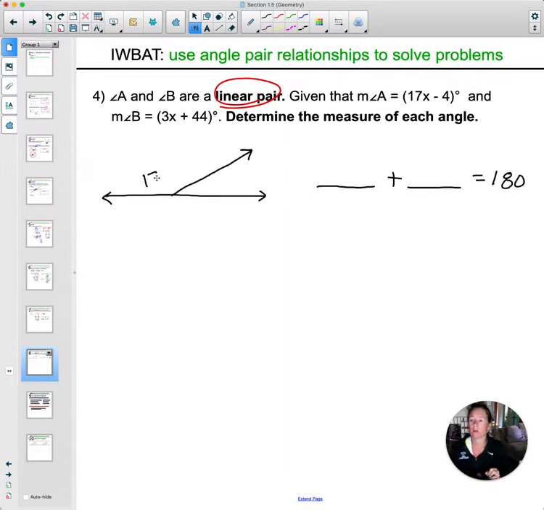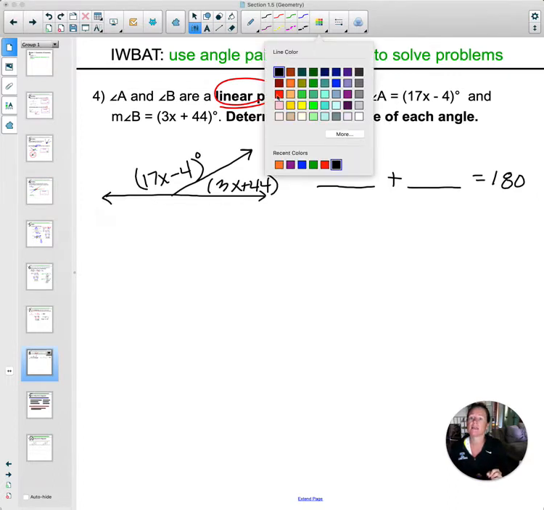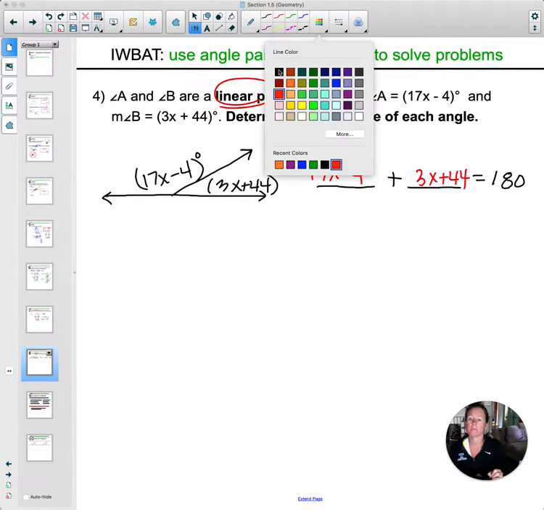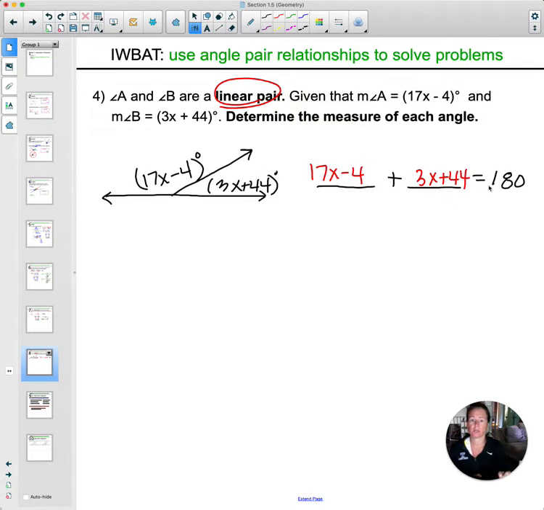And so we've got one angle that is 17x minus 4 degrees, and the other one is 3x plus 44 degrees. So if you were drawing a picture, it would look something like that. Then we know that when we add these two together, they are going to total 180. So this is what your equation would look like.